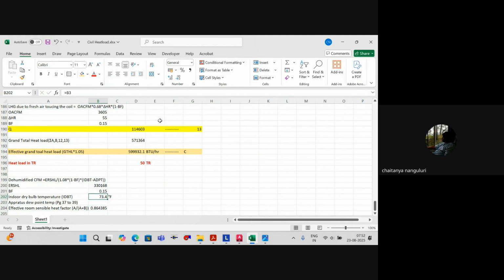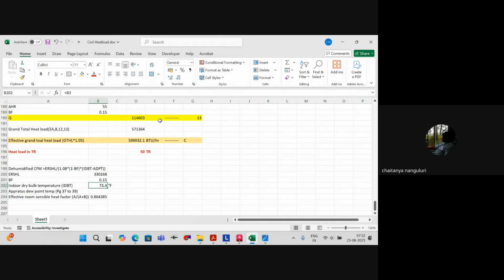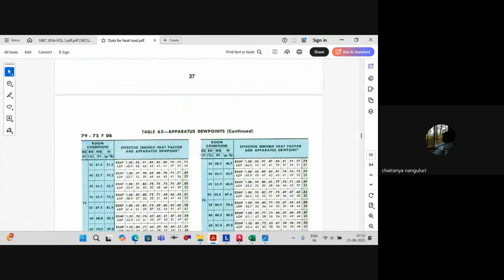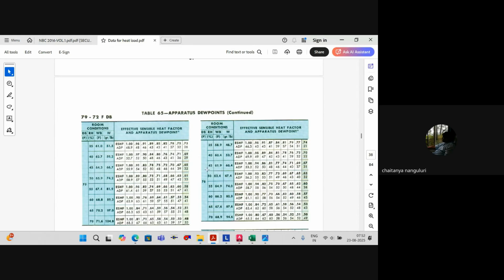Now we have to calculate something called the apparatus dew point temperature, which is again dependent on this value and this value. So we have to refer to this sheet. If you see this sheet, this is your dry bulb temperature. This is the relative humidity that you want to maintain and this is the factor. According to that, you have to choose the right apparatus dew point temperature. Am I clear? Now, what is the value we got?